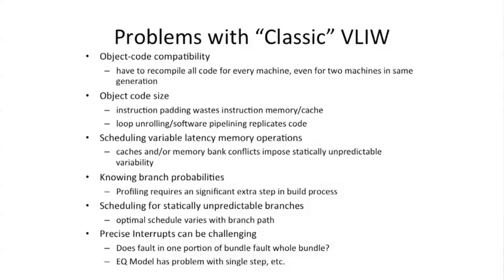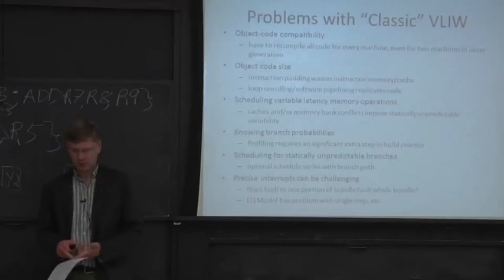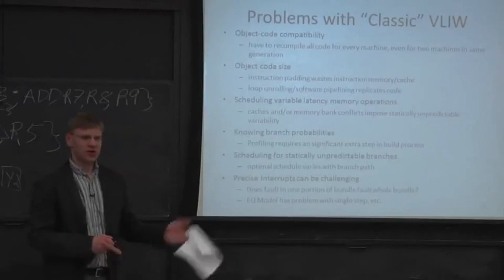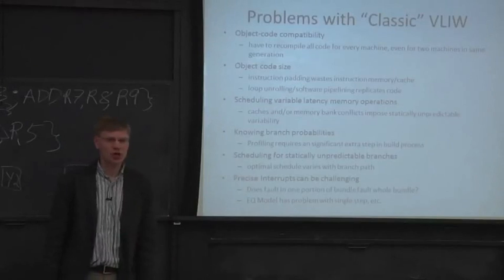This is a rich field in the compiler research world. And there's been a lot of problems with VLIWs, or classical VLIWs. And people built things that are somewhere between superscalars and classical VLIWs to solve some of these problems. People have come up with fancy compiler optimizations to solve some of these problems, and some of them are still open. First one on our list here, object code compatibility.